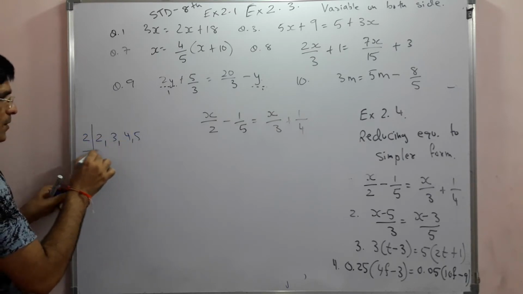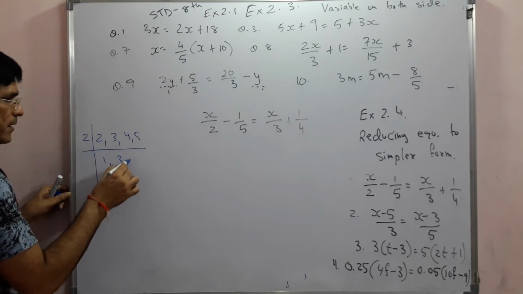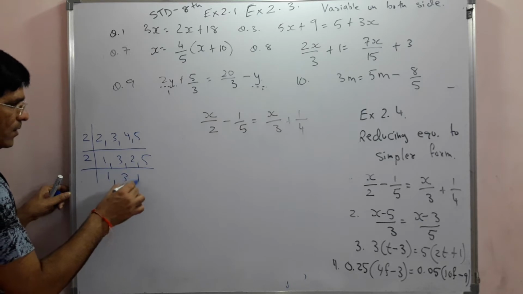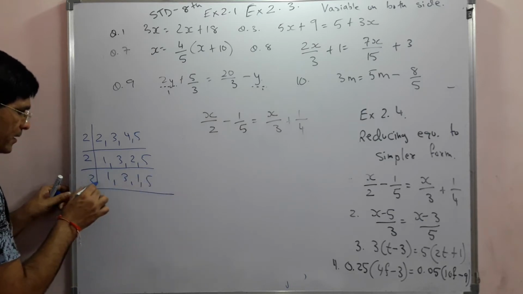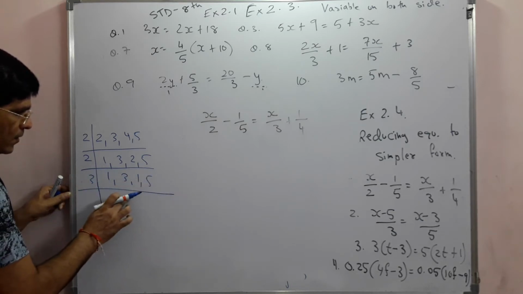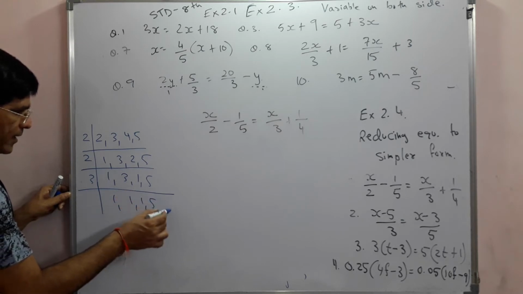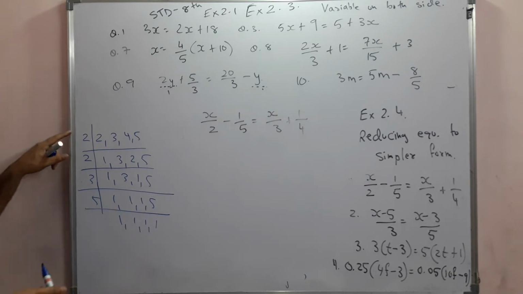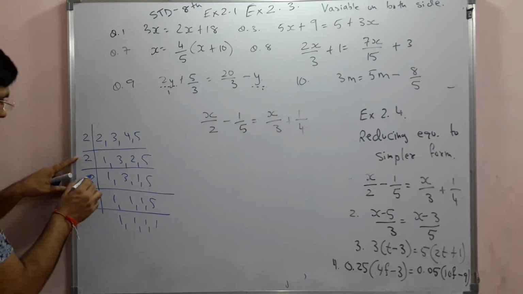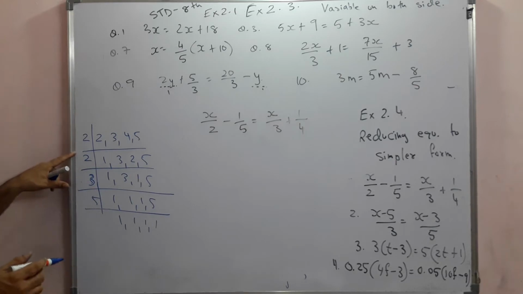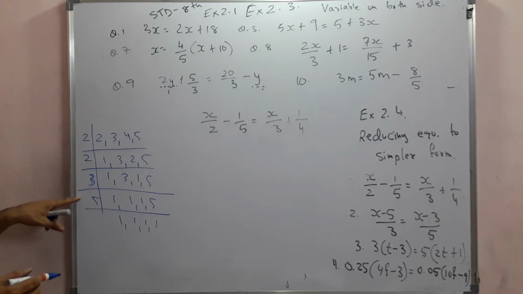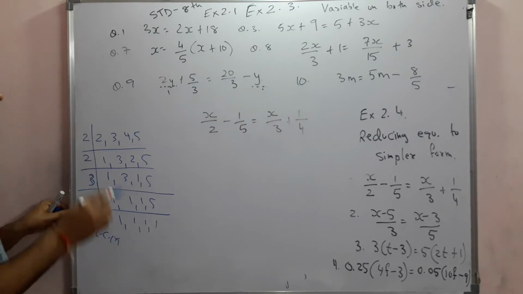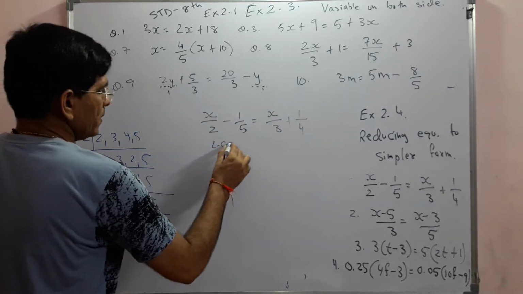So first divide by 2: 2, 5, 3, 4 gives 1, 5, 3, 2; again by 2: 1, 5, 3, 1; then by 3: 1, 5, 1, 1; then by 5: 1, 1, 1, 1. So 2 2s are 4, 4 3s are 12, 12 5s are 60. So our LCM is 60.